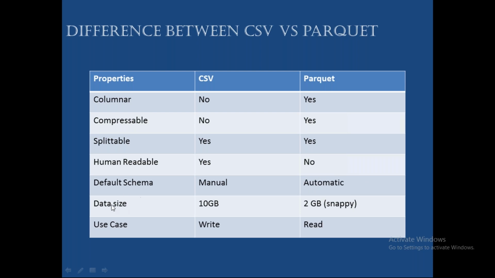Next, let's consider data size. If it is 10 GB in CSV, in Parquet it will be 2 GB. So you have seen a huge reduction in terms of data size, right? Next, the use case. CSV is best for writing and Parquet is best for reading your data.